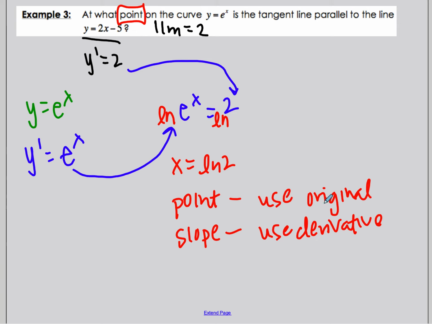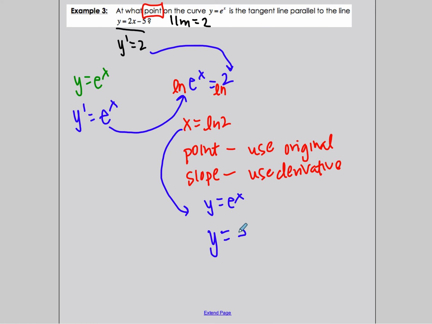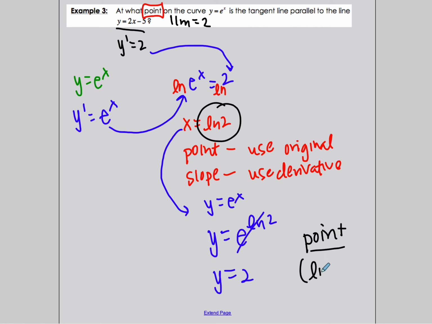So if I need to find the point, I need to take this x value and plug it in here. The way I would find my y value is y is equal to e to the x. I plug it in for x. So I have y is equal to e to the ln of 2. This is nice. e and ln are inverses, so they cancel each other out. So I am left with y equals 2. So my point, where they have the same slope of the tangent line, would be when x is ln of 2, comma, my y value, 2. And that is example 3.